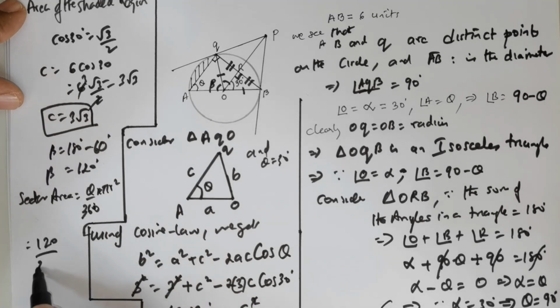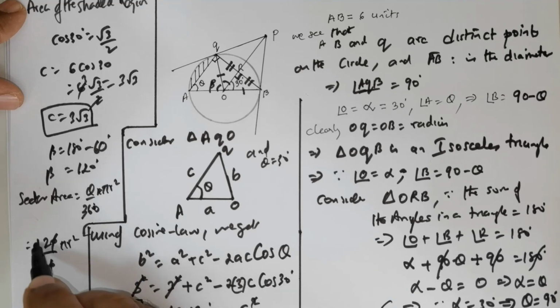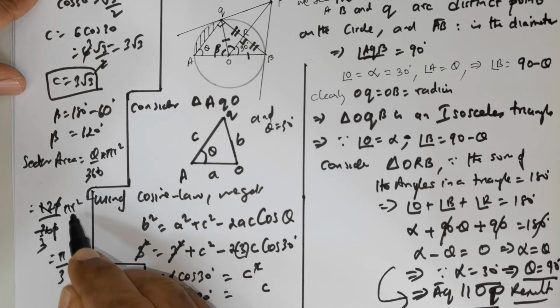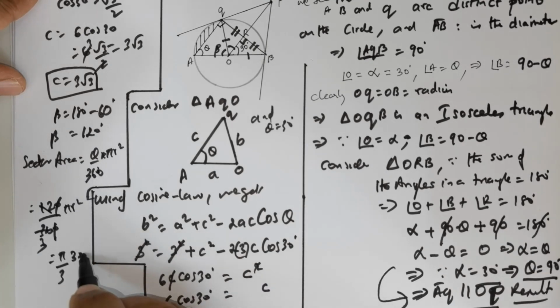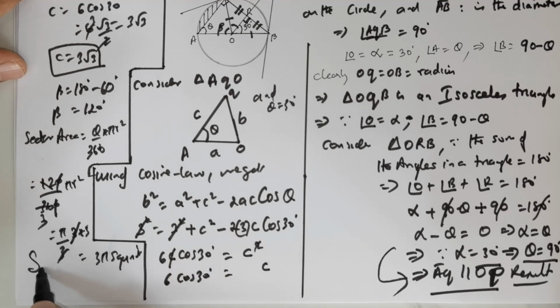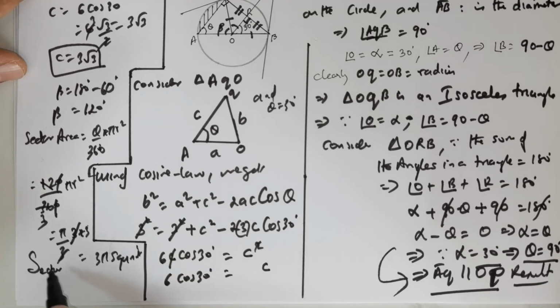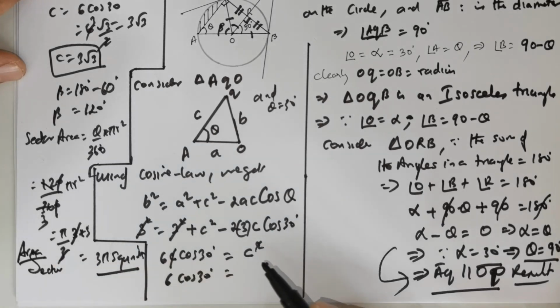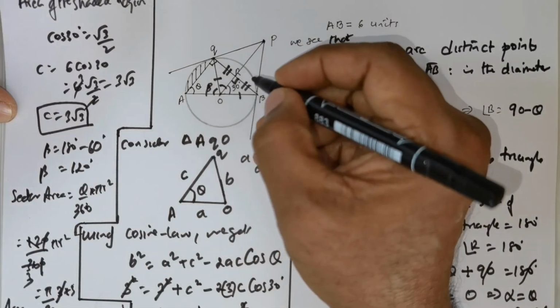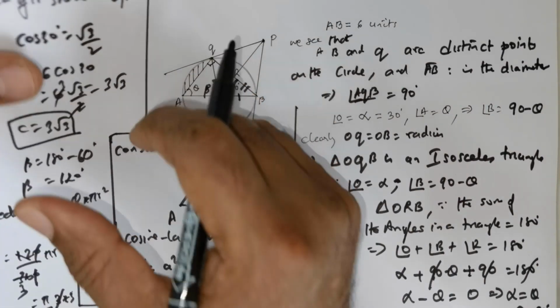Now this is 120 divided by 360 times pi r squared. Now 0, 0 can be cancelled. 12 divides here 3 times. So you have pi over 3. R is 3 units, you multiply by 3 units. 3, 3 gets cancelled, giving you 3 pi square units. So what is this? This is the sector area, right? 3 pi square units. Now I need to get the area of the triangle. So let me go to the next page.